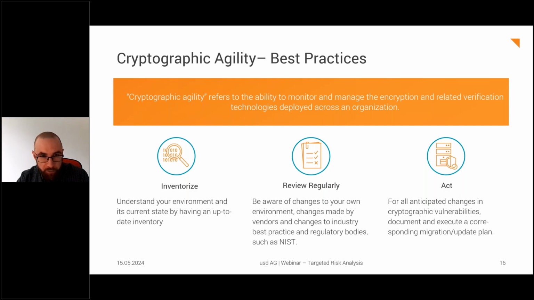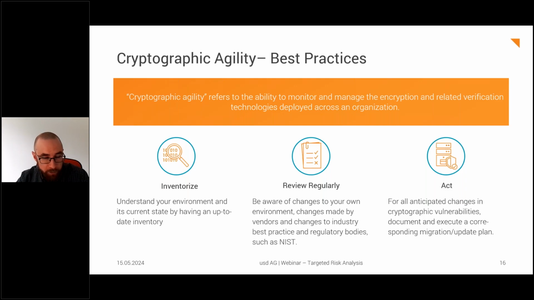In the next step, you want to review this current state, this inventory regularly. And here you, of course, should be aware of changes in your environment. But what you want to compare them to is changes made by vendors or by regulatory bodies such as NIST or other national bodies to find out that some cryptographic algorithm should not be used anymore or should only be used for decryption but not for encryption anymore, and so on.